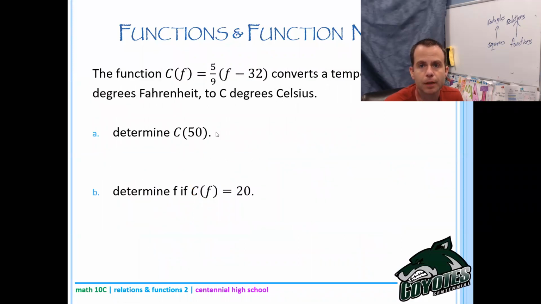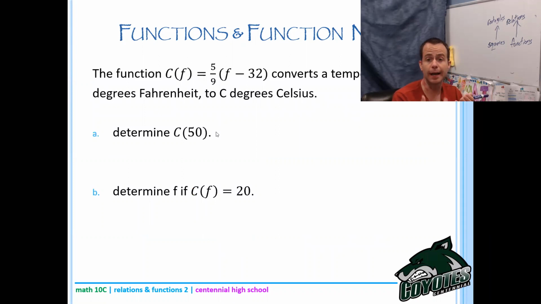The function C of F equals 5 over 9, bracket F minus 32, converts a temperature F, degrees Fahrenheit, to C, degrees Celsius. This is the actual conversion between Fahrenheit and Celsius. Before, you could just go to your phone and say, hey, Google, what's 20 degrees Fahrenheit? Before you could do that, you'd actually have to use this formula. So determine C of 50.